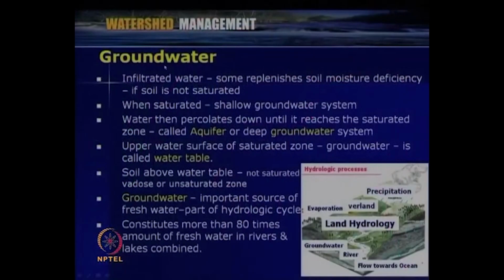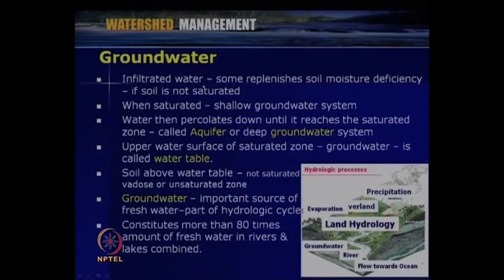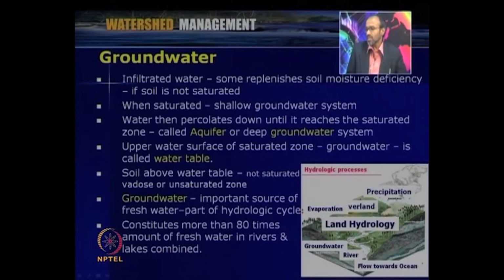The groundwater flow is a fully saturated flow condition. Infiltrated water first replenishes soil moisture deficiency if the soil is not saturated, and when the soil is fully saturated, then we have the shallow groundwater system. As you can see within the hydrologic processes, with respect to rainfall the water is infiltrating down, and after saturation we have the shallow groundwater system. Then water percolates down until it reaches the saturated zone called the aquifer or deep groundwater system. Once it is fully saturated, the water further percolates down to the aquifer system.